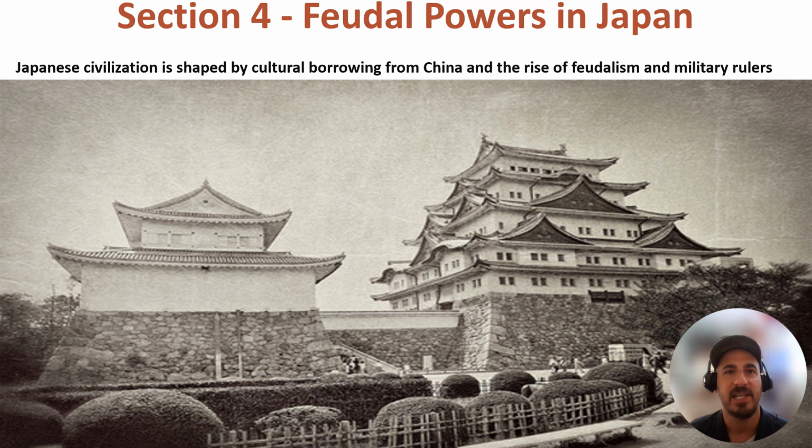It says Japan's civilization is shaped by cultural borrowing from China and the rise of feudalism. What makes Japan a fascinating civilization, and what really stands out in my mind, is that the Japanese have a hyper flexible culture. Probably that's due to the fact that they're an island people and you really have to work with what you get. The fact that they're a hyper advanced civilization, and that they're on islands, which means they're restricted in resources, tells you a lot about the Japanese culture.